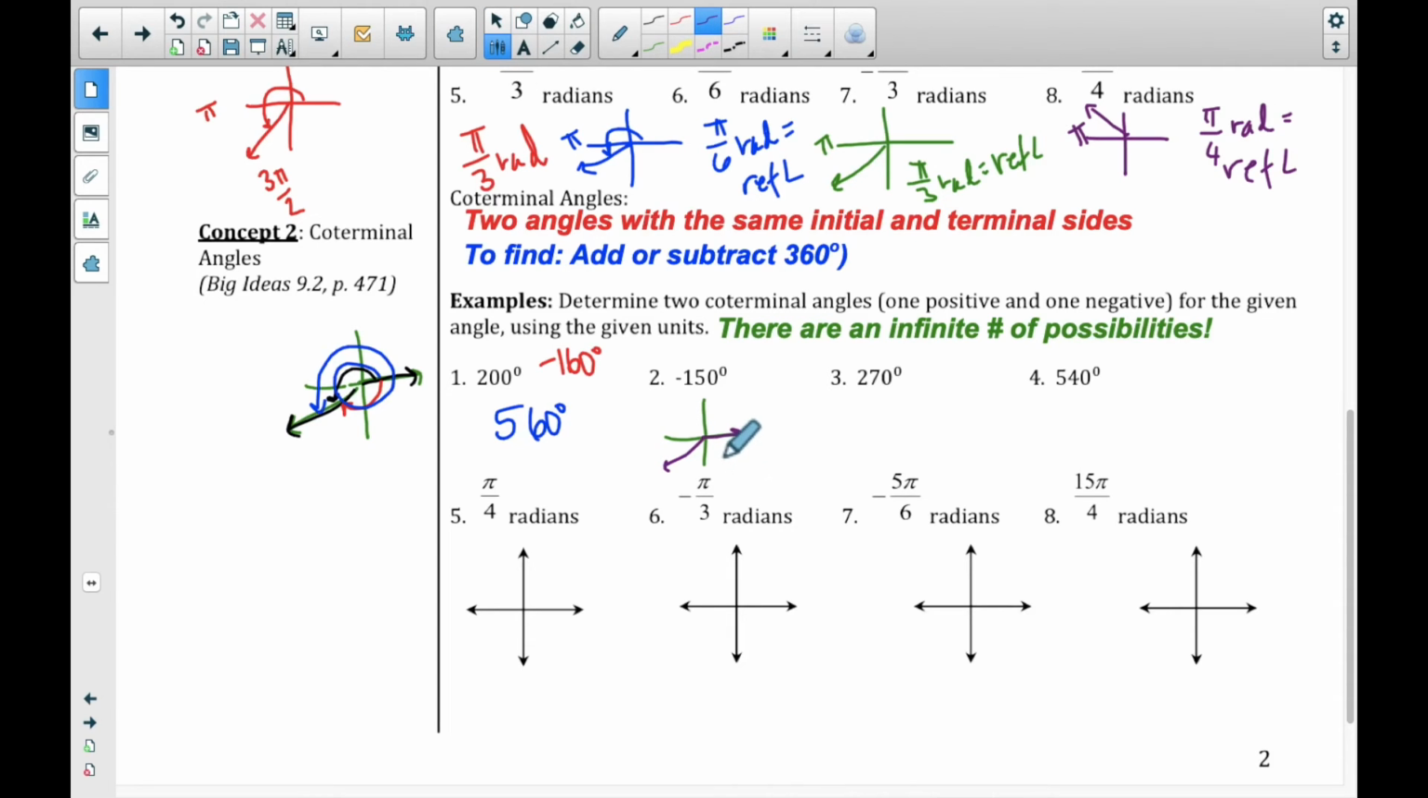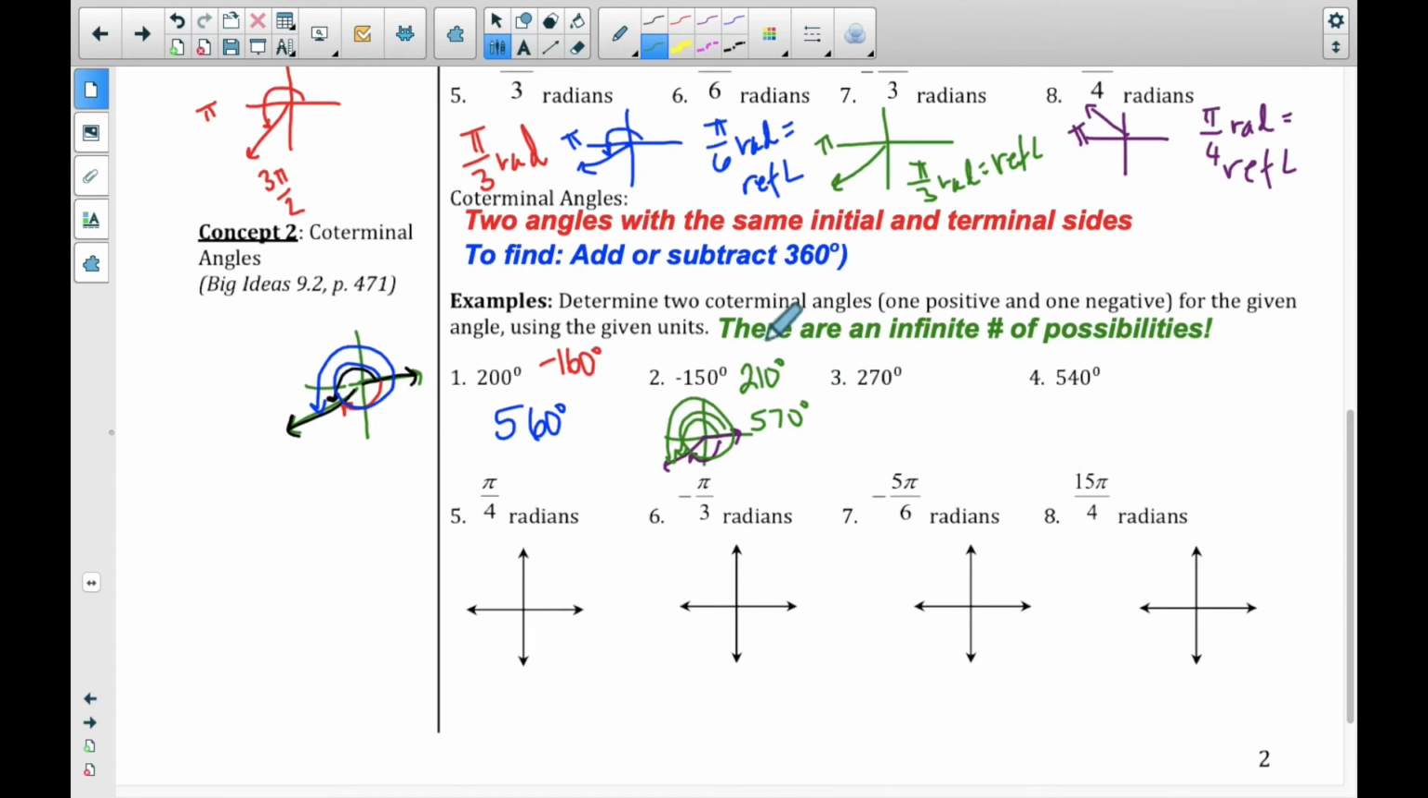Okay, let's try another one. Let's say this person says this is a negative 150 degree angle. The other person says, what are you talking about? That's not a negative 150 degree angle. That is a positive. How far would we go? 210. Positive 210. And someone else says, no, it's not even a positive 210. It is a positive, and they go all the way around, and they say it is a positive 570. None of these people are wrong.